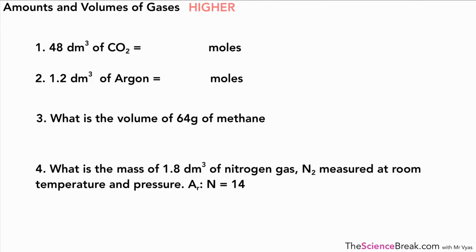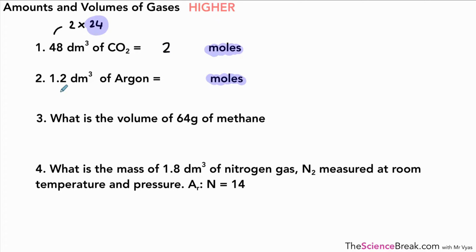Okay, so let's look at the next set of questions. You can pause here and give these a go if you like, but if not, let's go through them together. We're trying to work out moles for the first two, and we've got 48 decimeters cubed of our carbon dioxide gas. Now you could just simply say, well, 1 mole occupies 24, and 48 is just 2 times 24, so that's going to be 2 moles.